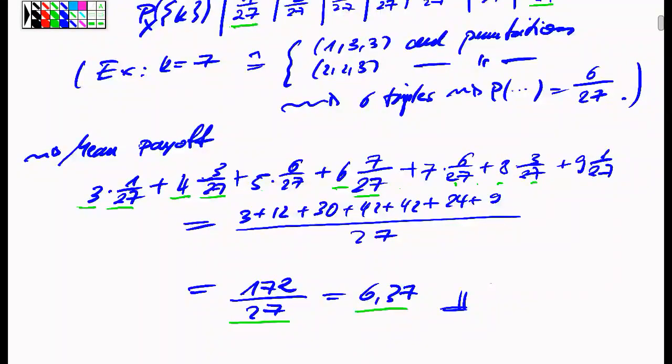So a rational price for this bet would probably be €6.37 if you think that this mean is an intuitive and right quantity. We will see at the end of this session that this is in fact a good answer.